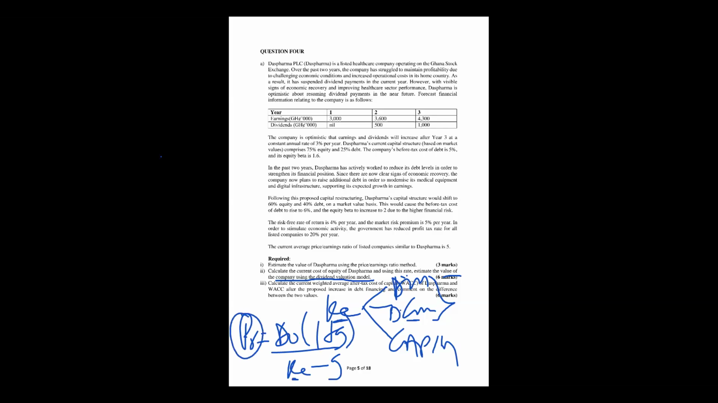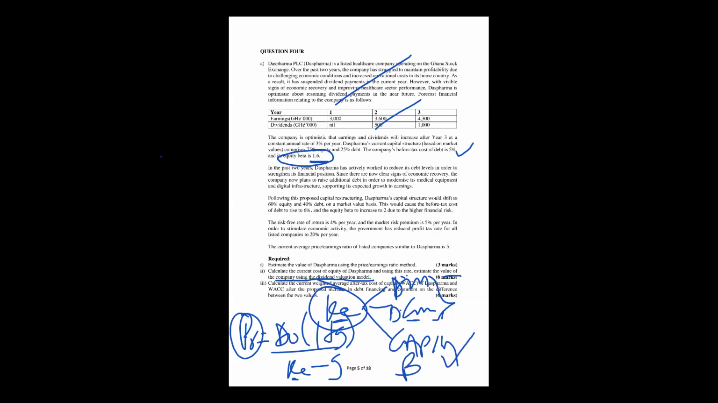So of these three, which formula am I going to use to find the cost of equity? I'll go to the case study. All these are theories. The companies have estimated that earnings and dividends will increase in year 3. The capital structure is based on market values, comprised of 70% equity, 25% debt. The company's before-tax cost of debt is 5%, and its equity beta is 1.6. Immediately I've seen beta, it's ringing a bell that it should go with the CAPM, because in the CAPM there's a beta.